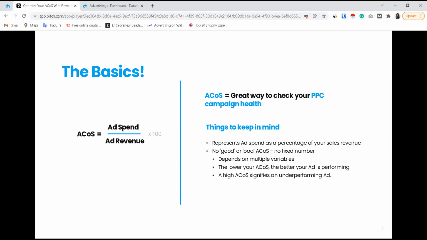Having said that, it is imperative that the lower your ACoS is, the better your ad is performing. And the higher ACoS generally means you're spending all of that money, but the returns are totally not worth it. Now that we have all of that out of the way, let's talk math.